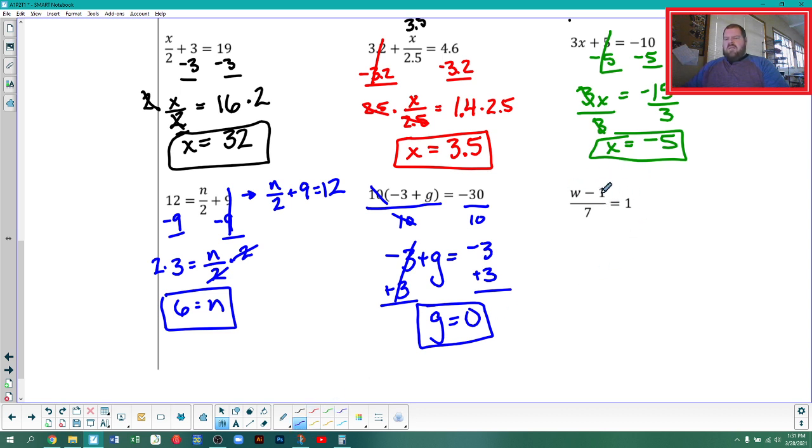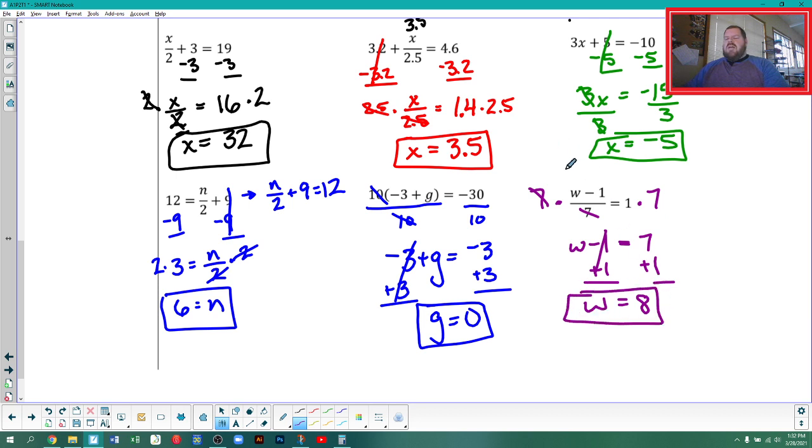Last one on this side. If I knew what w was, I would subtract 1, and then I would divide it by 7. So I'll undo that division first, and this is definitely a different order than some of the other problems that we've seen. But we can cancel out those 7s. We get w minus 1 is equal to 1 times 7, which is 7. And now I want to take care of that -1 by adding 1. Those cancel, and I get w is equal to 8.